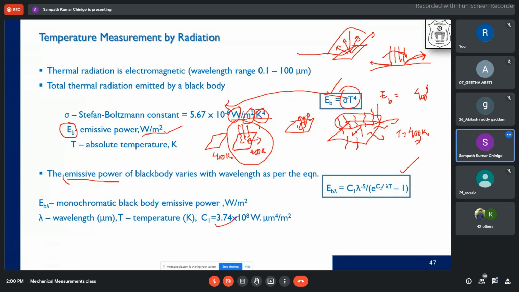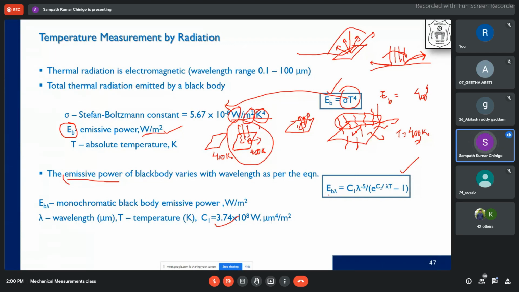This is the C1 value. Lambda, that is the wavelength, to the power minus 5, divided by e to the power C2, another constant, divided by lambda, the wavelength, times T, the absolute temperature, minus 1. So the emissive power depends on what? This is Planck's equation, Max Planck's equation.